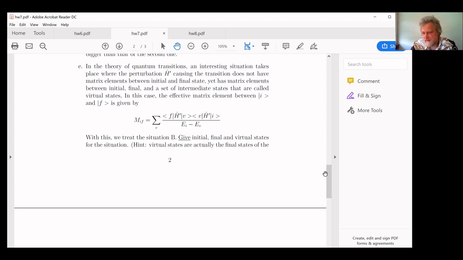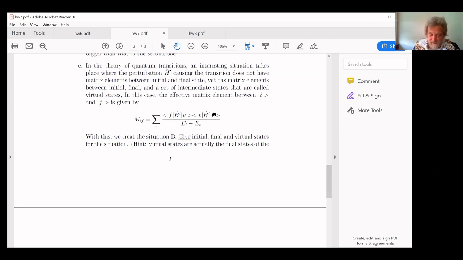So in this case, this is the effective matrix element of a process which goes in two stages. From the initial state, it first goes to a virtual state. The energy of the virtual state doesn't have to be the same as the energy of the initial state. And then it goes to the final state. In this case, the energies of the initial and final state must be the same. All right.